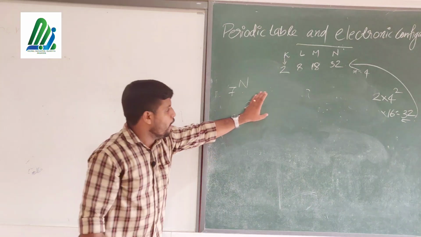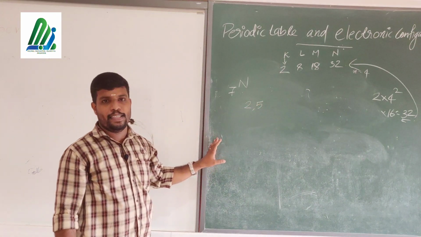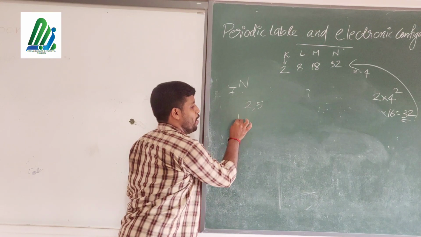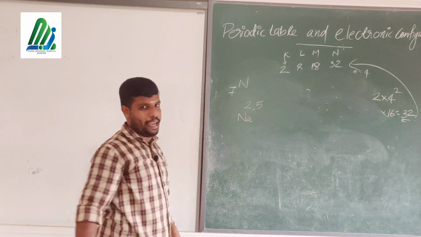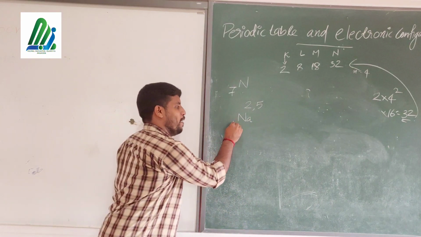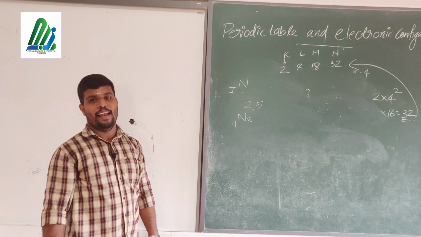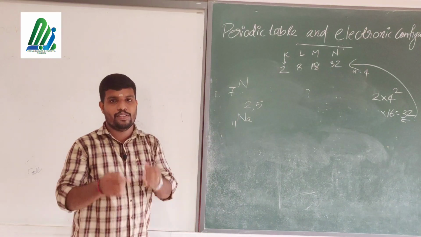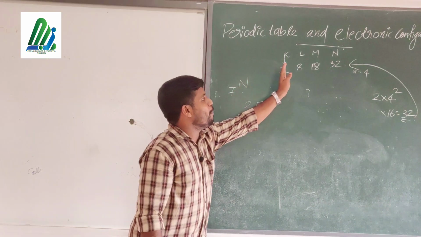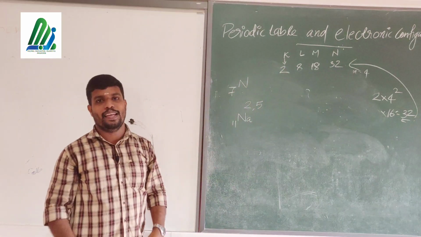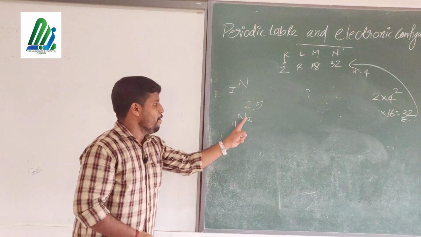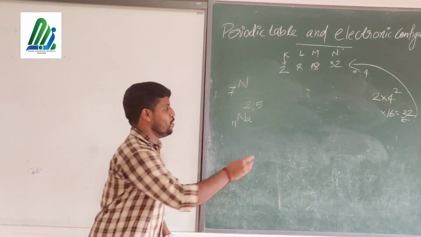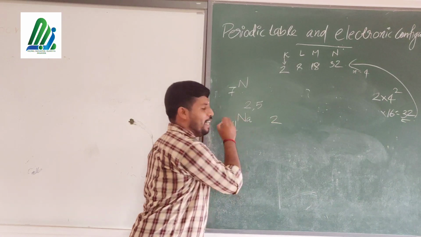Do you understand the method to write the electronic configuration? Next, we are going to write the electronic configuration of sodium, natrium, Na. Its atomic number is 11. You are familiar with the maximum number of electrons possible to accommodate in each shell. In the first shell, the K shell, how many electrons are possible? That is 2. We have 11 electrons.